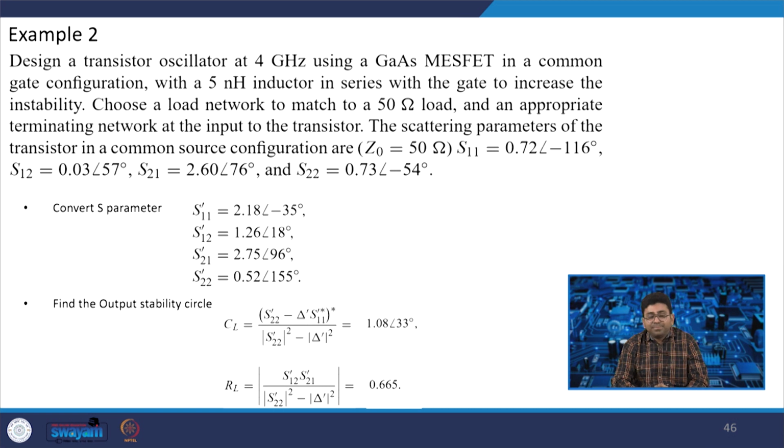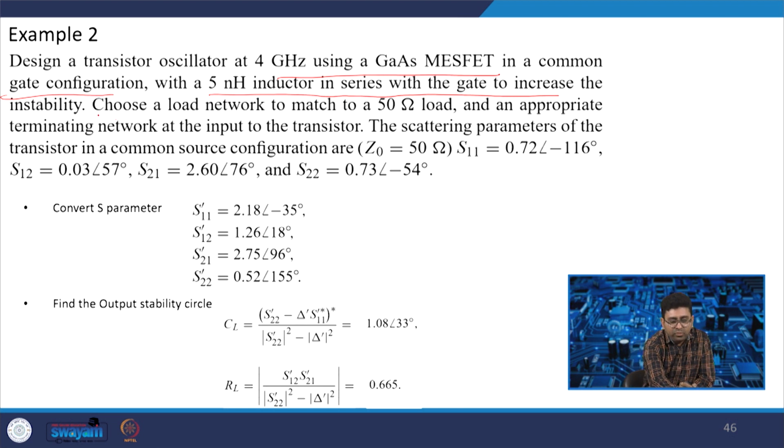So, we will take one example. Design a transistor oscillator at 4 gigahertz using a gallium arsenide MOSFET. So, this is one transistor, a gallium arsenide MOSFET, in a common gate configuration. It is connected in common gate configuration with a 5 nanohenry inductor in series with the gate to increase the instability. So, here we need to have instability. When we designed the amplifier, we tried to consider the stability. Now, additionally, instability has been incorporated by connecting the 5 nanohenry inductor in series with the gate.